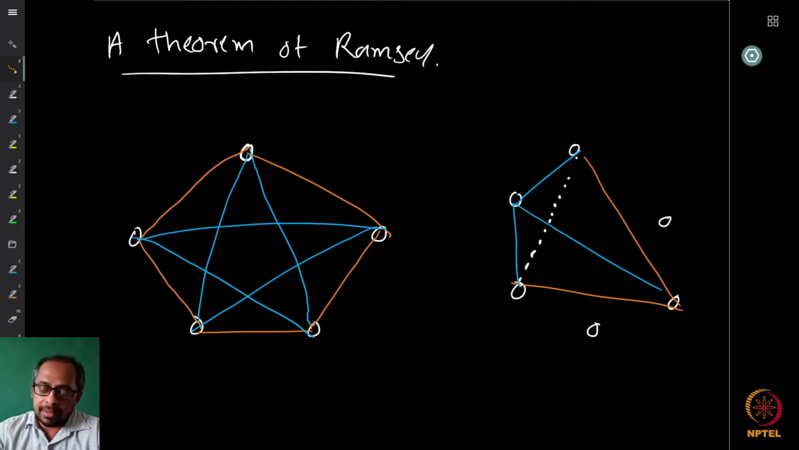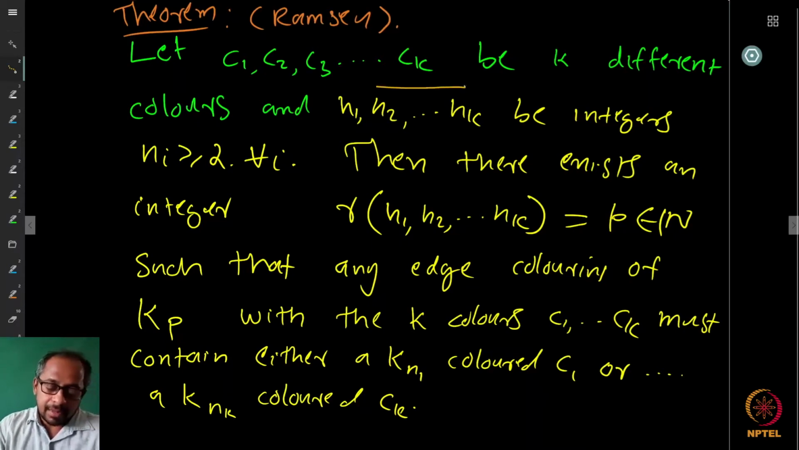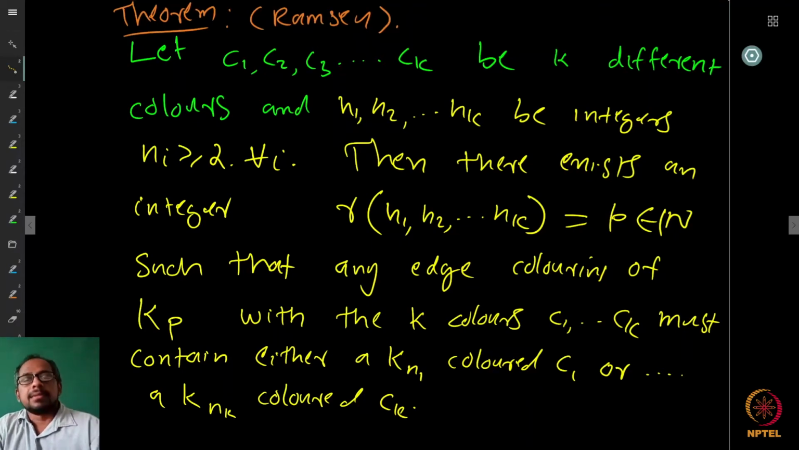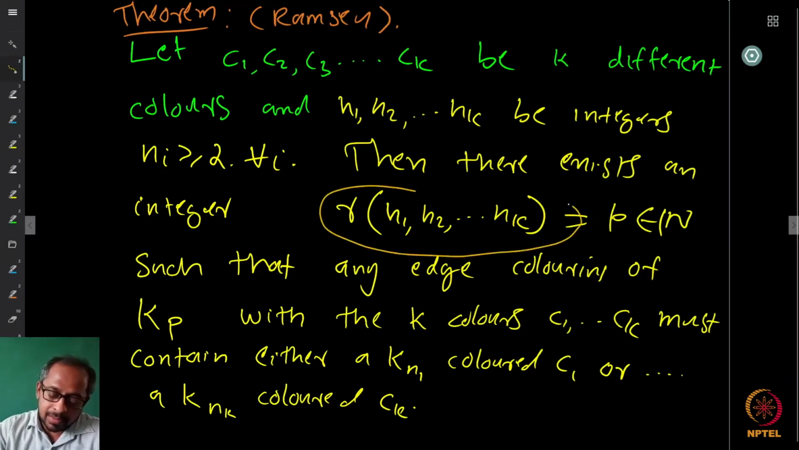Okay, so here is the general question, or the theorem of Ramsey in a slightly more general form. You will find an even more general form later. So let C1 to Ck be k different colors and n1 to nk be integers where each ni is at least 2. Then you can find some integer, r of n1 to nk.